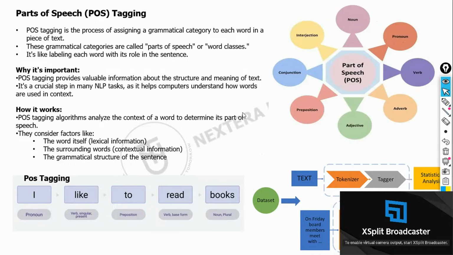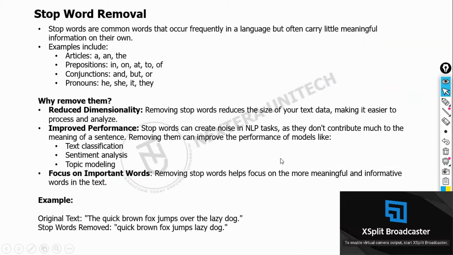That is where you see the flow. Initially, the text we have will be converted into tokens using any of the tokenizers. Once tokenization is done, we'll also start tagging with parts of speech. Then we can start our statistical analysis. Anyways, we'll discuss that.